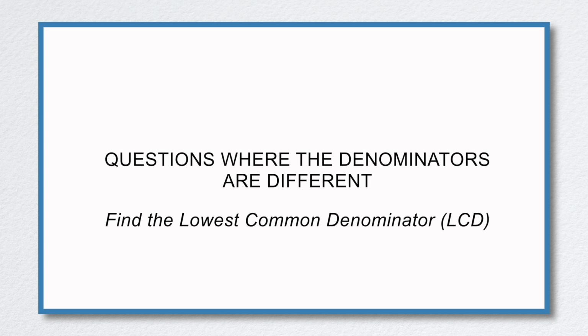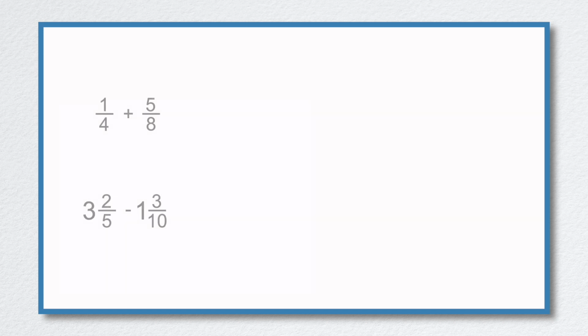What we want when doing addition and subtraction is for the denominators to be the same. So where the fractions are different, we need to get those denominators to be the same. So we need to rewrite these fractions so that the denominators are the same. We have 1/4 add 5/8. So the first thing I do when adding or subtracting fractions is to look at the denominators. Are they the same or are they different? If they're the same, we can just add the numerators.